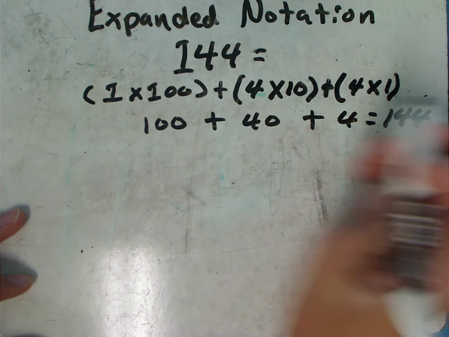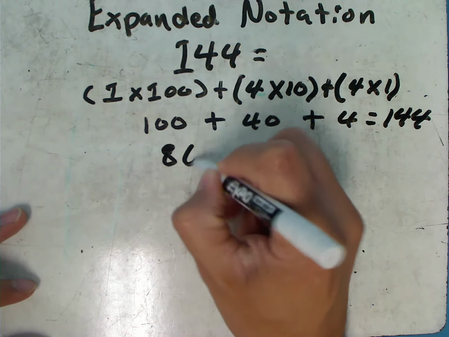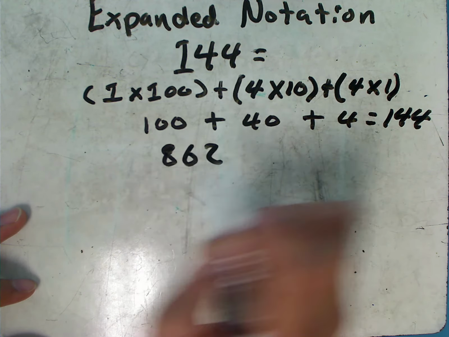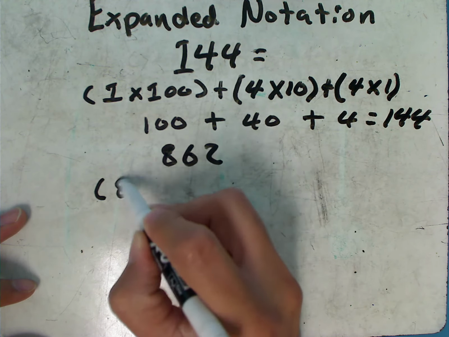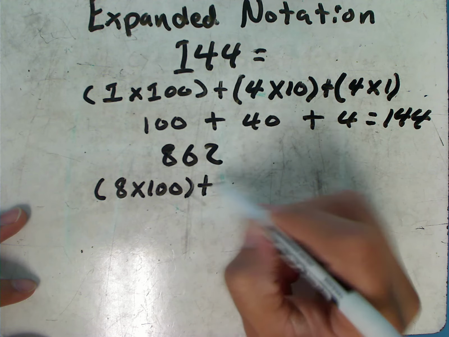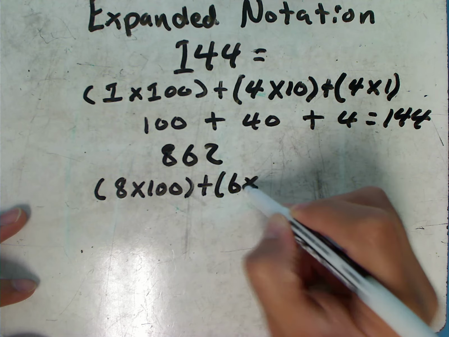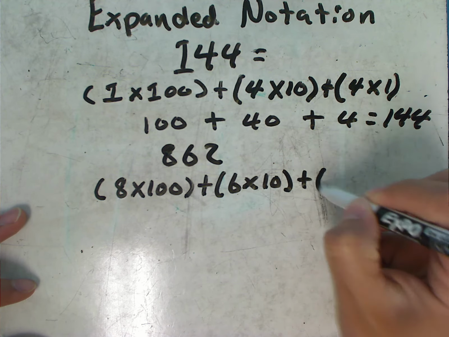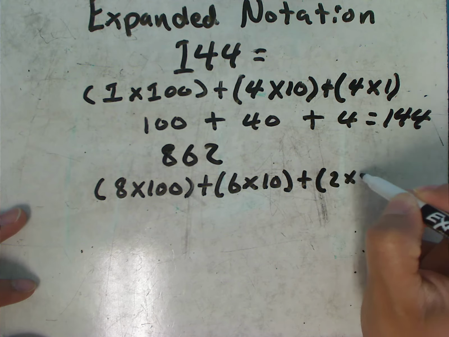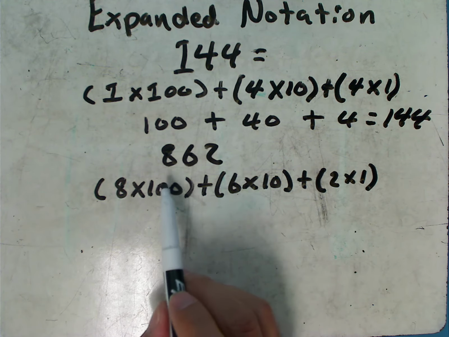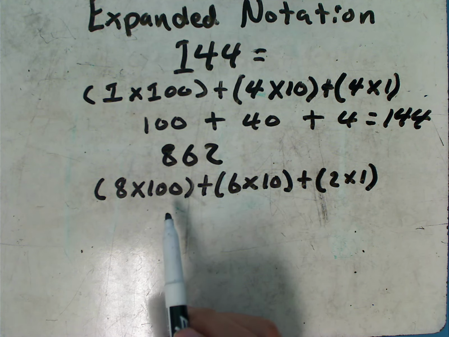Okay. So here I have 862. So I'm going to represent this with expanded notation. You have parentheses 8 times 100 parentheses plus 6 times 10 parentheses plus parentheses 2 times 1. Okay. So each digit is multiplied by its appropriate place value that it's in.